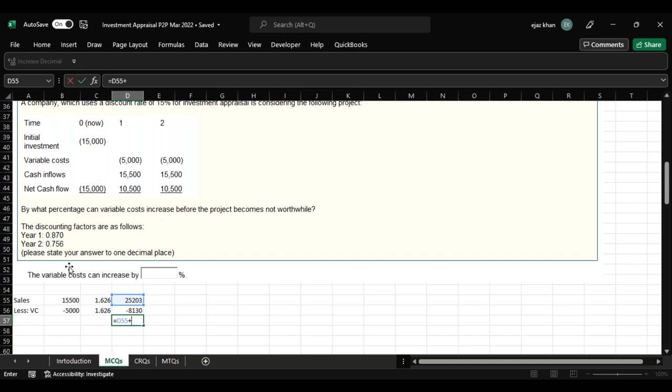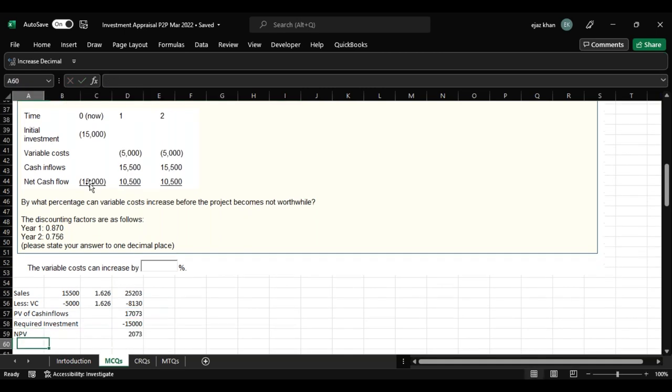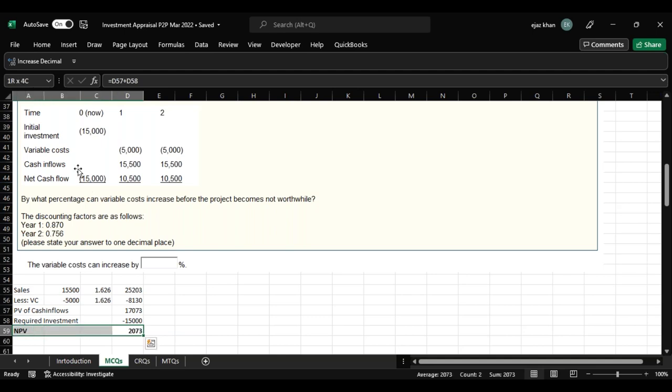Now we have got the present value of cash inflows, or we can say the maximum we should be investing for this project is 17,073, whereas the required investment is $15,000. So the net present value of this project will be positive, 2,073. At the moment, with the present situation, we are going to accept this project. If everything remains the same, we are willing to invest as the NPV is positive.